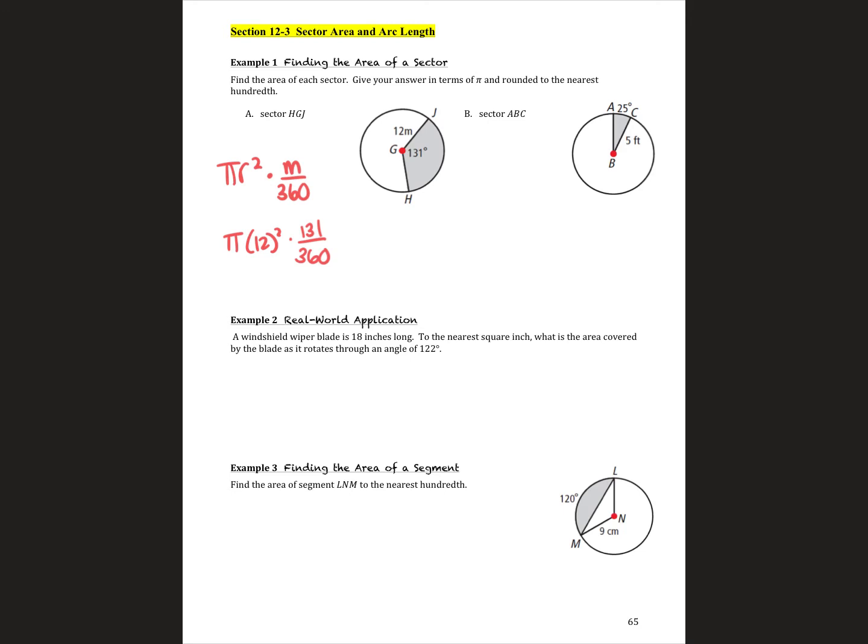To find the area of the segment, it's area of the sector minus area of a triangle. But the problem is a lot of times you have to figure out what the triangle is. So if this is 120 degrees, we can make a right triangle. We just cut the 120 in half, so we got 60 right there.